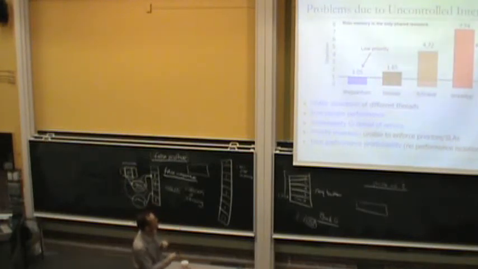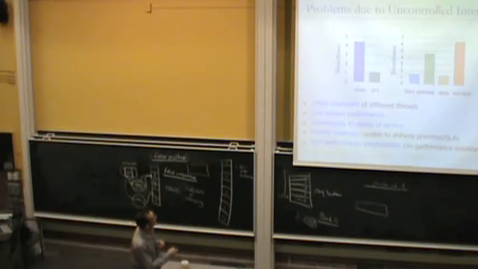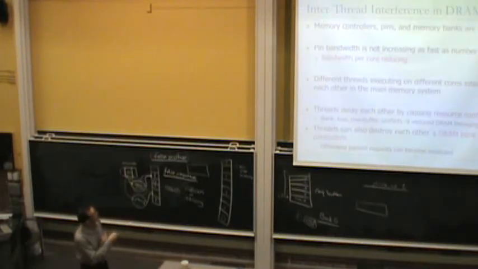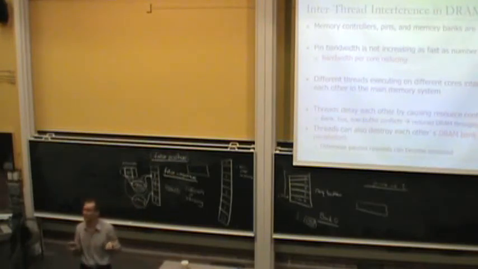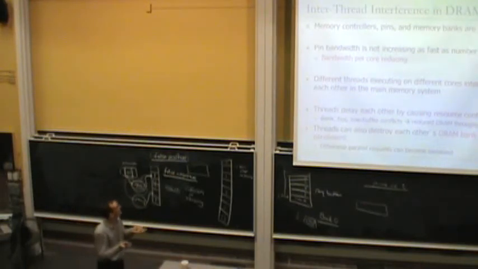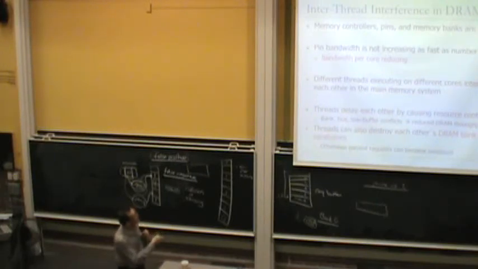And you get poor performance predictability. The performance of an application really depends on what else it is running with. So here, for example, Omnet slows down by about 4x instead of 8x. And this happens in many different systems. You can test these. So why does this happen? It happens because these different threads, or cores, interfere with each other in DRAM in this case. And we didn't handle that interference well. The memory controllers, pins, and memory banks are shared.